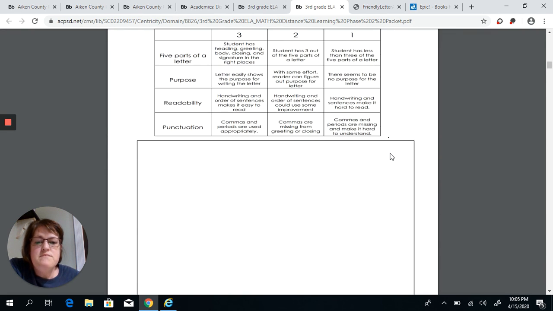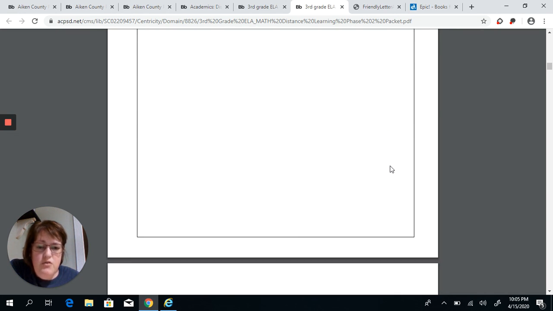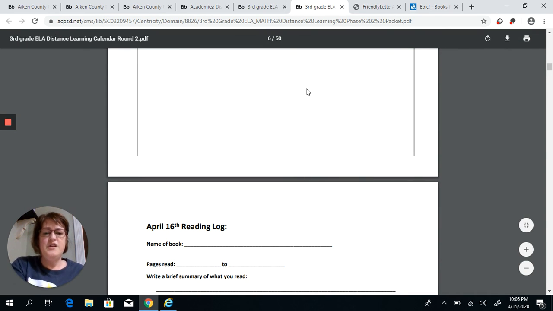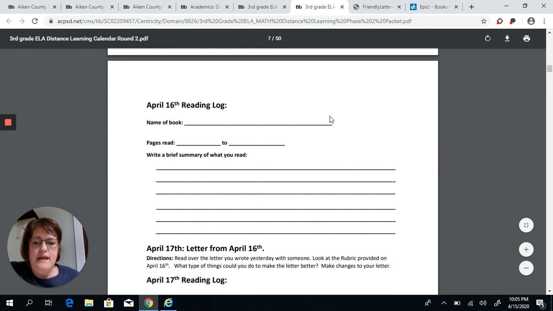Oh, and real quick, I know that this does not have lines on it. And a lot of times it's much easier to write with lines. So boys and girls, you can get your parents to draw lines on here for you, or you could just get a sheet of notebook paper if you have it and actually write your friendly letter on a sheet of notebook paper. That might make it easier for you. Just make sure that you keep it with your packet. So whenever you turn this next packet in, you'll be turning in your work with that as well.